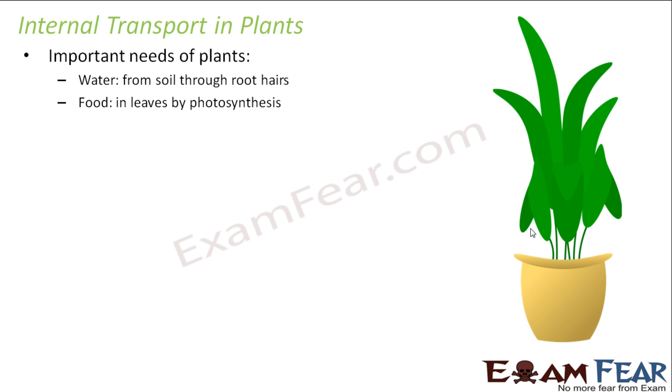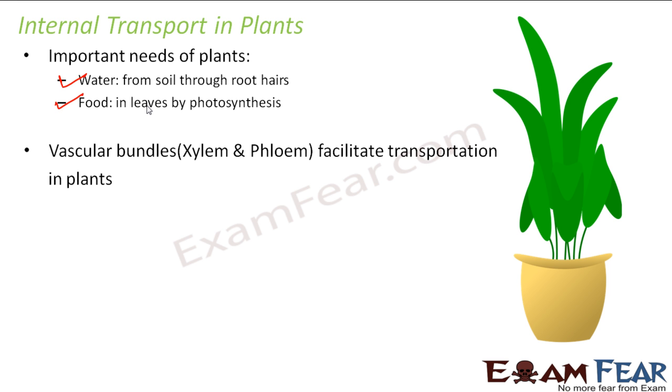So what are the most important needs of the plant? Water and food. Water which is obtained from the soil through root hairs, and food which is prepared by the leaves by the process of photosynthesis and stored in the leaves. So who takes care of this transportation? The vascular bundles, that is xylem and phloem tissues, facilitate transportation in plants.